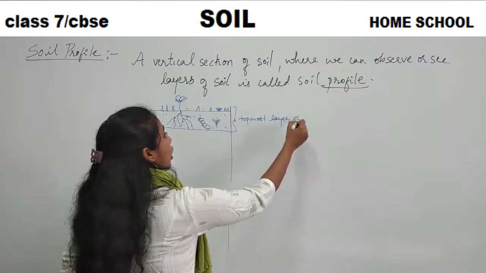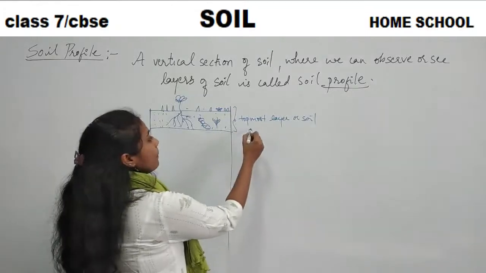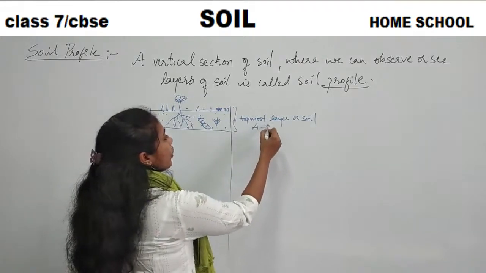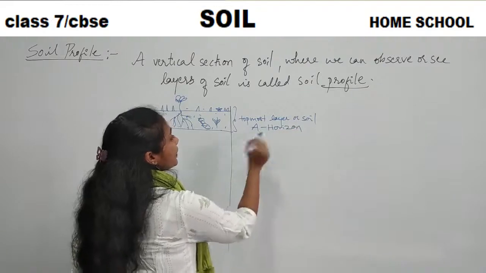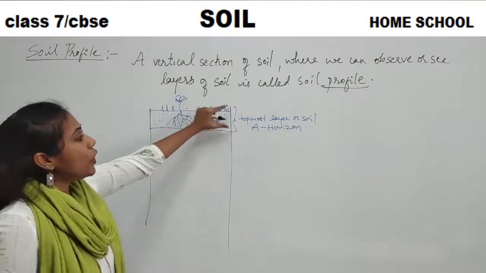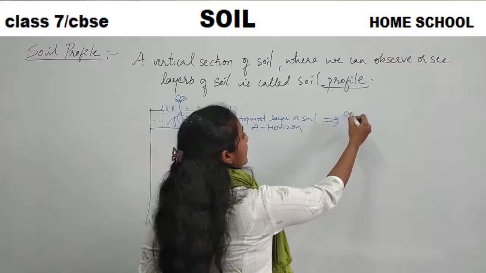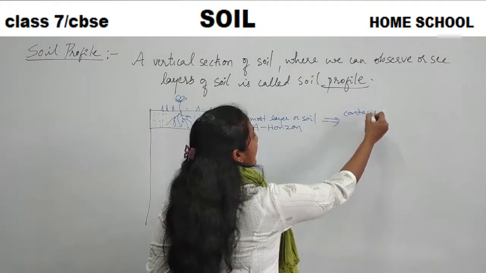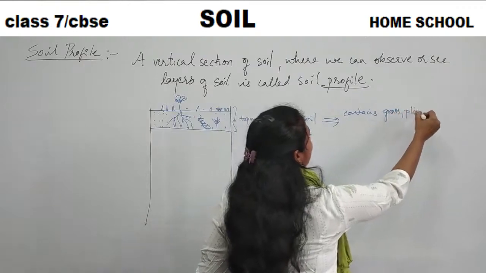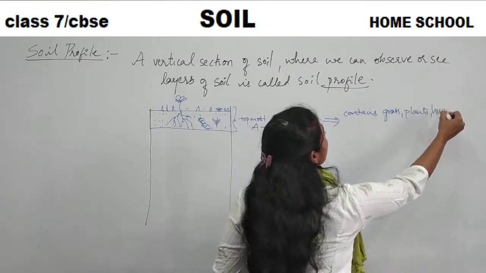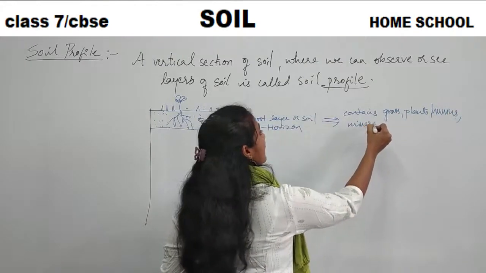Topmost layer or topmost soil. Okay. And this topmost layer is also called the A horizon. Okay. Try to remember. So the topmost layer, what does it contain? Topmost layer contains grass, plants, humus, yes or no? Humus, and then minerals would be there.